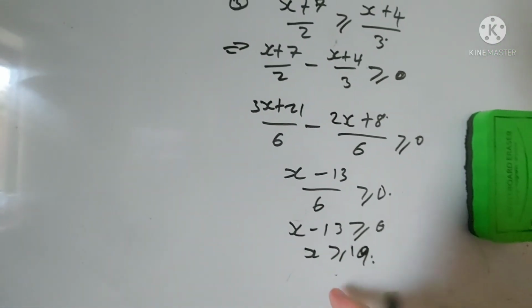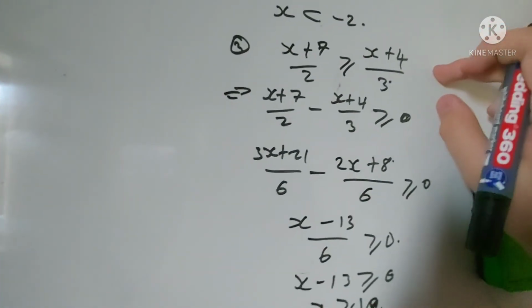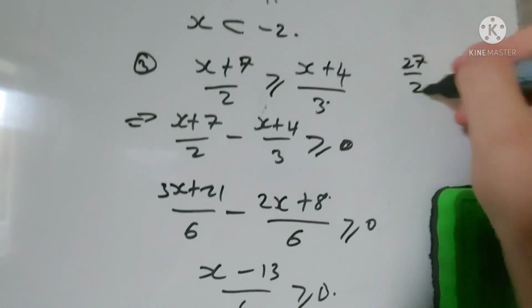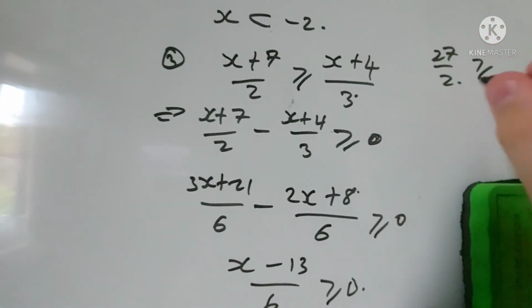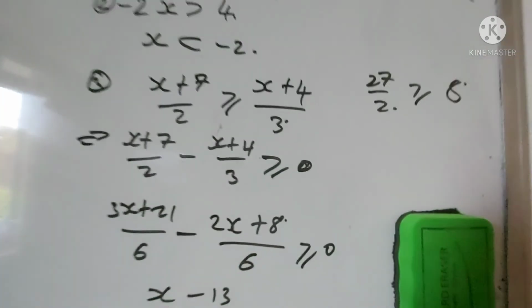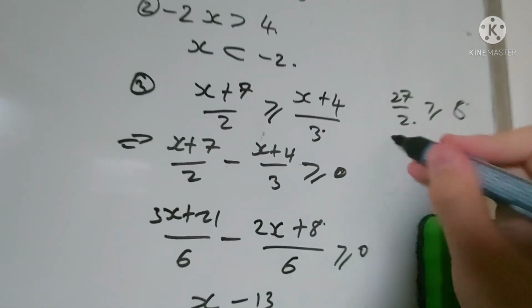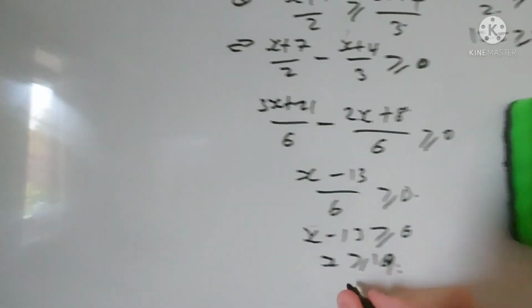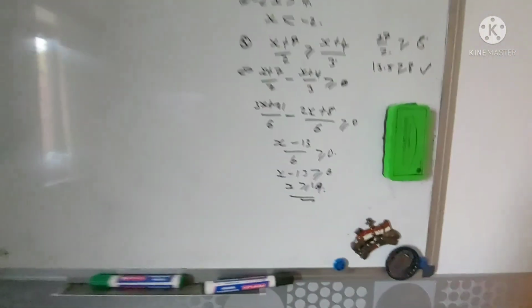So for example, if I stuck 20 into the original problem, I get 27 over 2 is greater than or equal to 24 over 3, so it'll be greater than 8. Now 27 over 2 is 13.5, greater than or equal to 8. That is true, so we know we have found the correct solution.